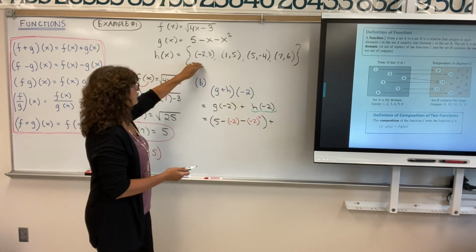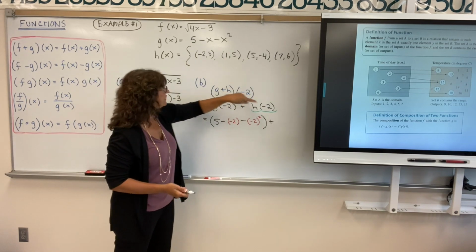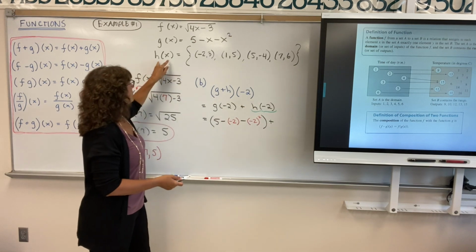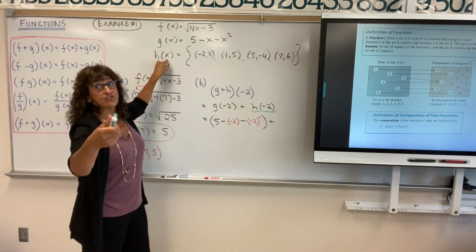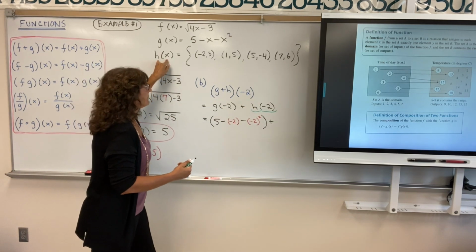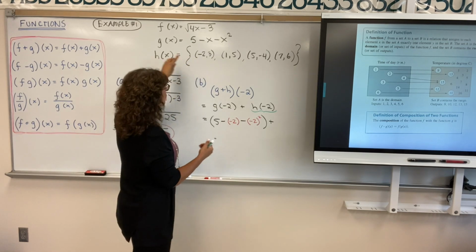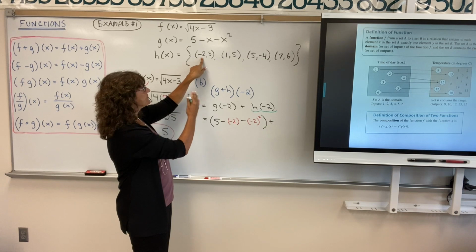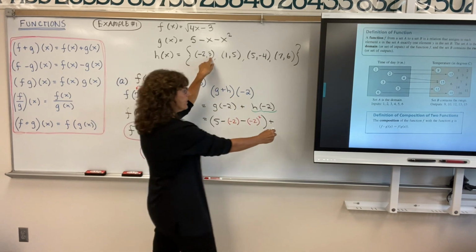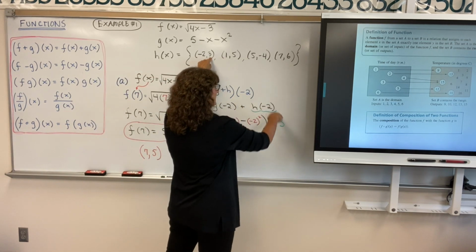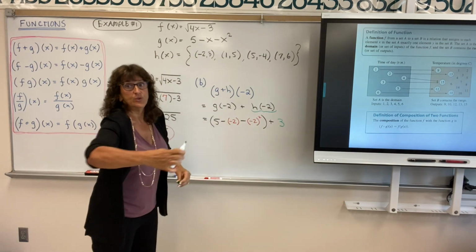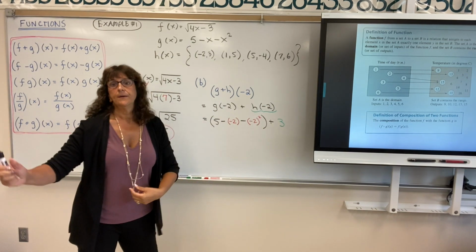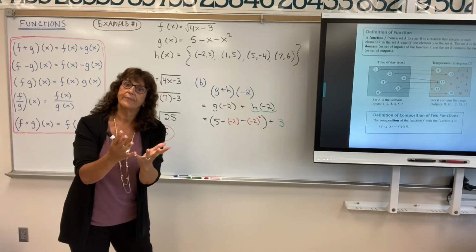Well, h of -2, remember, in the parentheses they're telling you the x. Your job is to give them the y. On the h function, find where the x is -2. When x is -2, what is the y coordinate? It's 3. H of -2 is 3. They're telling you the x, you're telling them the y. They're giving you the input, you're giving them the output.